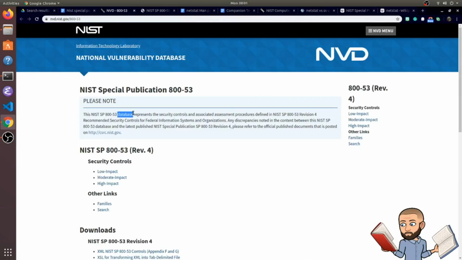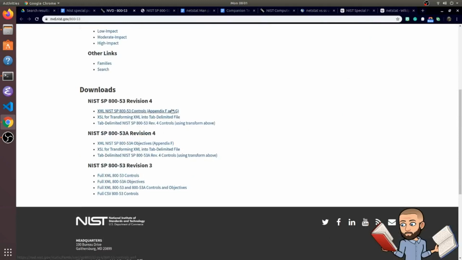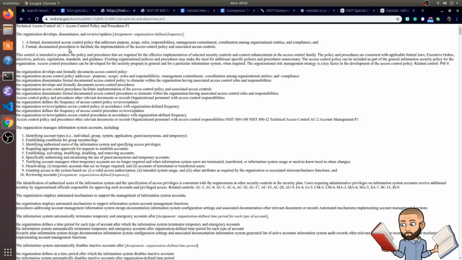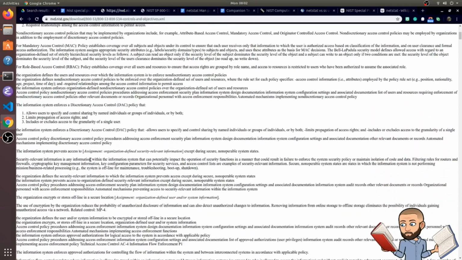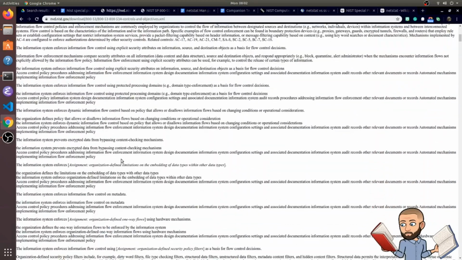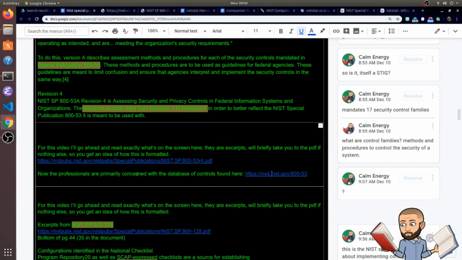And the database part of this special publication is what most professionals are concerned with. So once we go to this National Vulnerability Database, we can go down to Appendix F. There's the XML breakout of it, or we could go with this to see the objectives. But I like this one because it's the full XML of controls and objectives. So here are those controls. This is what the organization should be doing. A lot of this stuff is going to maybe sound like, duh, you should do this, but you know people, sometimes they need everything written out specifically.